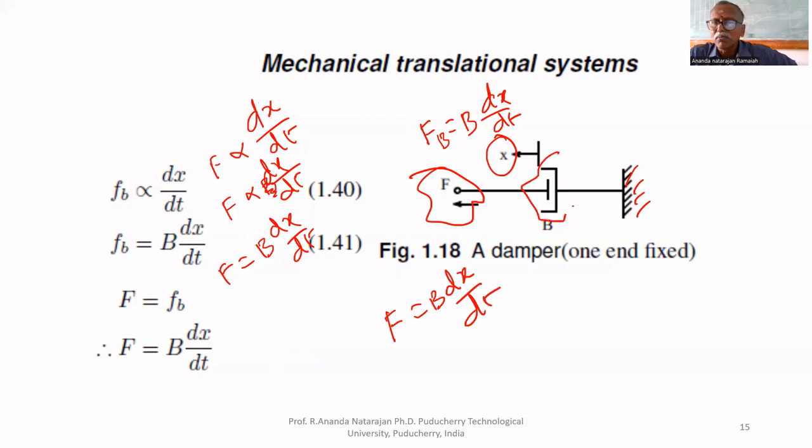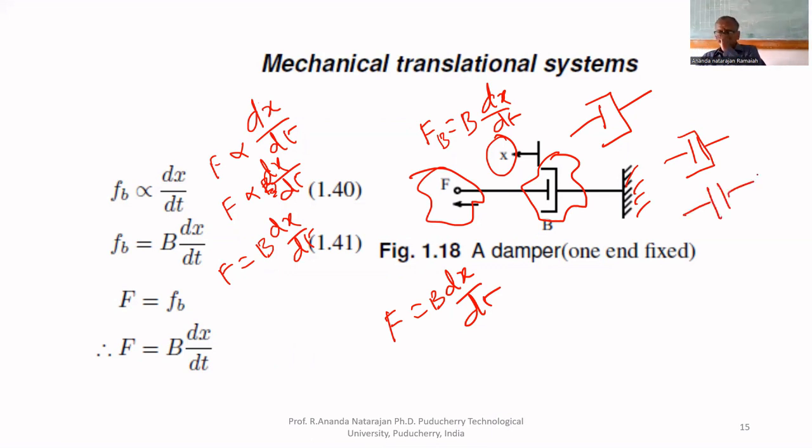The dashpot will be drawn like this, like a capacitor. If you draw a capacitor in an electrical system, how will you draw it? Like this. In addition to that, you have to put a line like this. If you put it like this, this is called a dashpot. Sometimes the dashpot also will be written like a capacitor. In some books, both are dashpots.